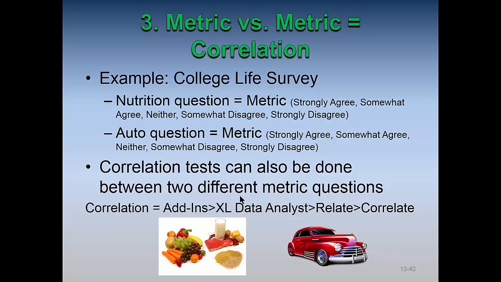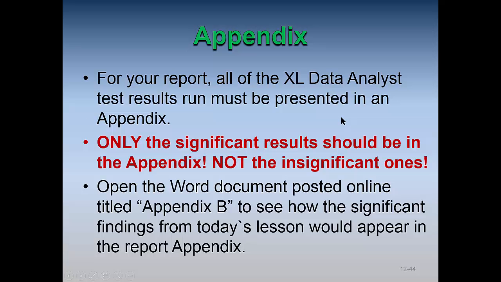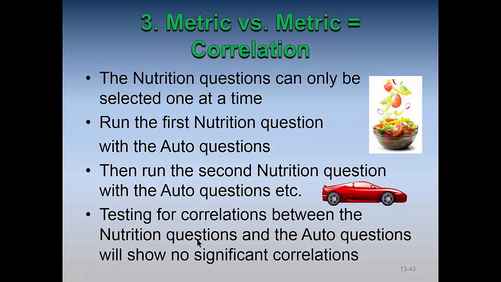Okay? So in the last example, we did correlation of one question against itself, the Slate question against itself, but you can also, and what's often more common, is to compare two different metric questions. So for example, we could also go back and run the nutrition question against the auto question. And I'm not going to do that, but you can do that. It's the same process. You're just running two questions. You select the first nutrition question with all the auto questions, then run the second nutrition question against all the auto questions, on and on and on. And what you would find is that there's no significant correlation, which kind of makes sense.